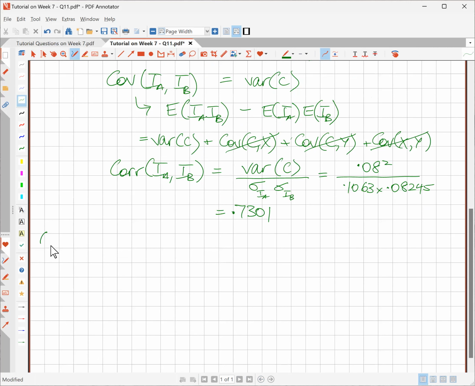Okay, so here in part C, the crucial thing to note is that if IA and IB are independent, then the covariance and correlation will be 0. And so we don't have to worry about such terms arising in relation to variance calculations.